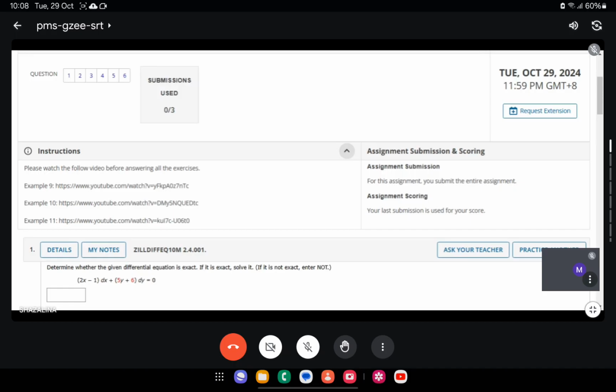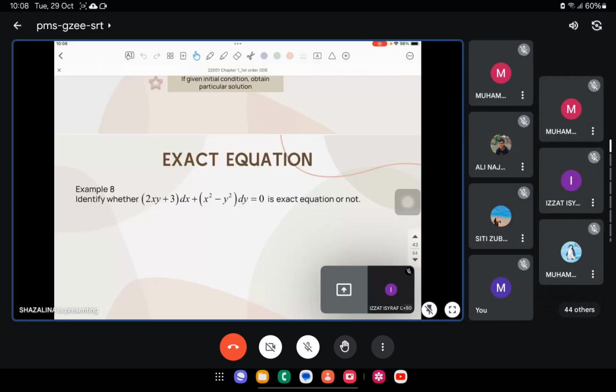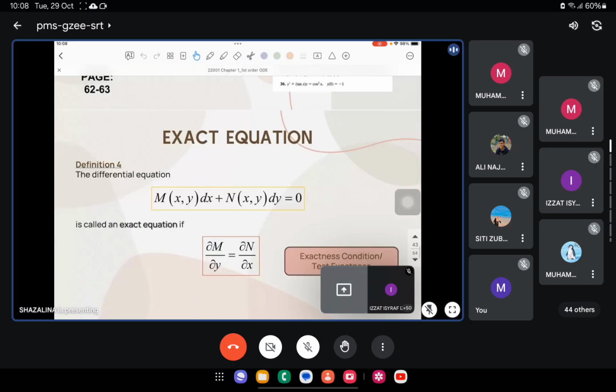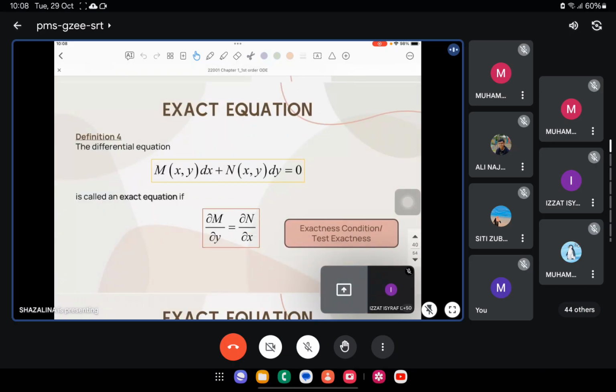So saya unpin and stop sharing. Okay, now we will start with exact equation. You may refer your slide.